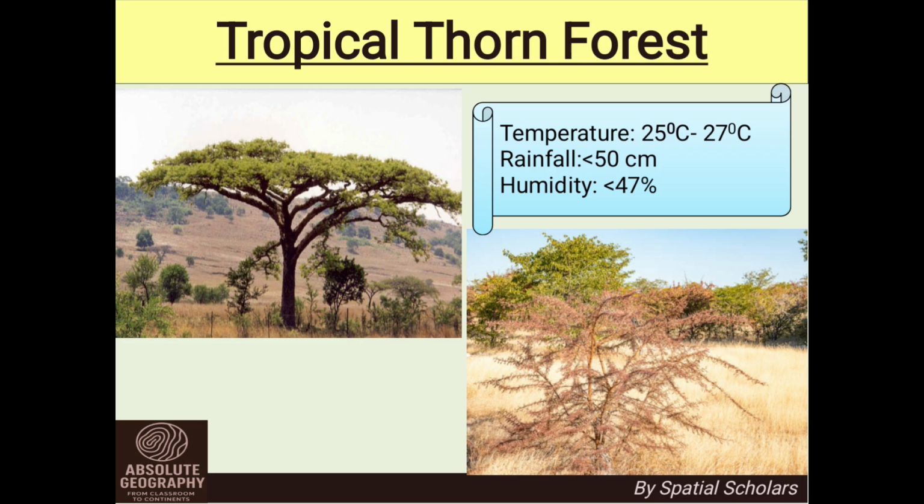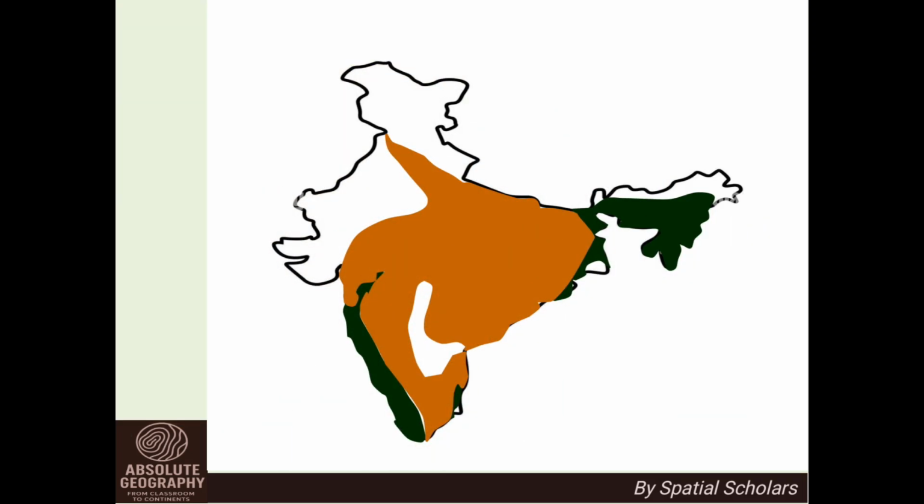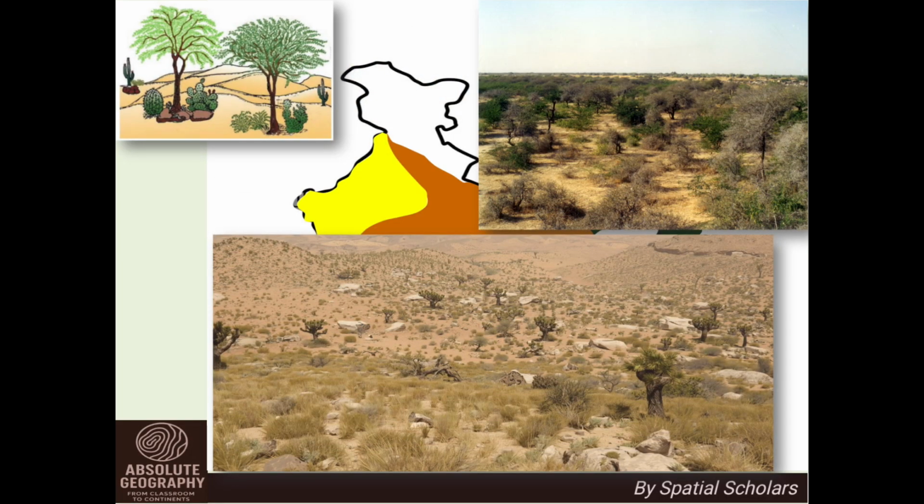They are found in western Rajasthan, southwestern Punjab and Haryana, the Kutch region of Gujarat, and parts of Andhra Pradesh, Karnataka, and Maharashtra. The vegetation here is sparse and plants are highly adapted to harsh conditions. Long roots, spines instead of leaves, and thick bark, all to reduce water loss. Common plants here are acacia, also known as babool, kikar, bear, cacti, and date palms.